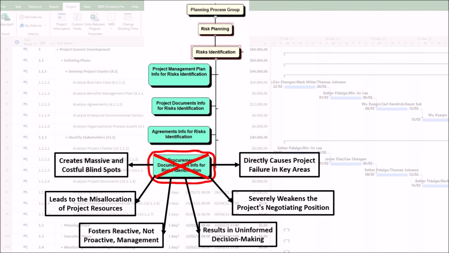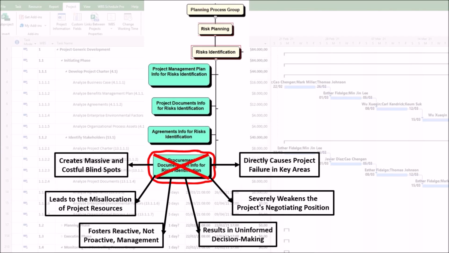6. It directly causes project failure in key areas. The ultimate harm is project failure, which manifests in 3 core areas, as follows. The first relevant area is cost overruns. Unidentified risks in pricing models, change orders, and penalty clauses lead to budget blowouts.